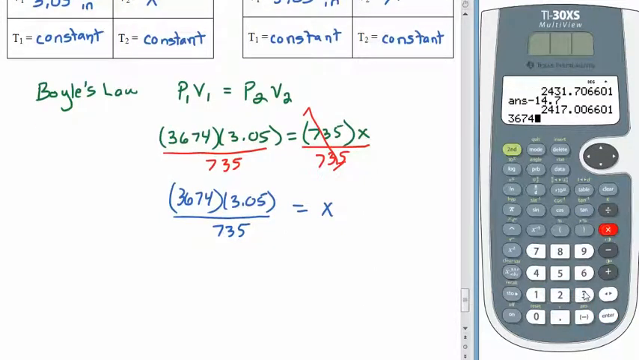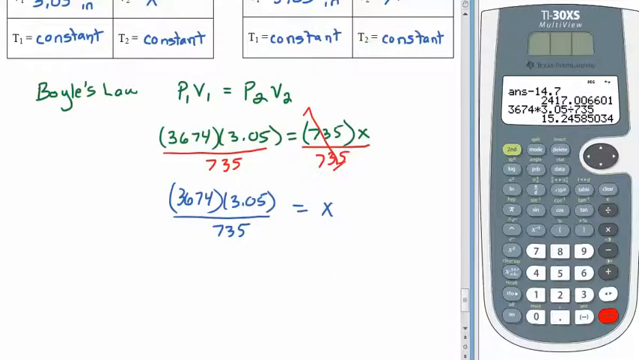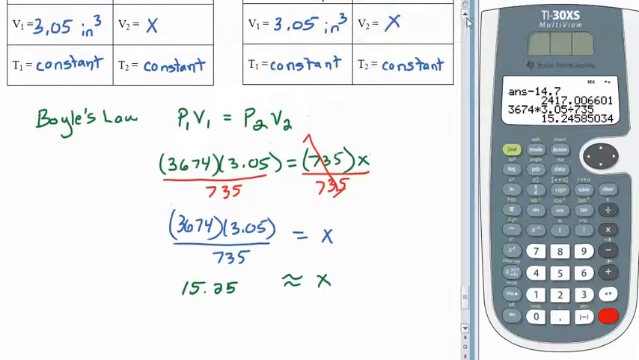3674 times 3.05 divided by 735. And there we go. X is approximately 15.25, round carefully, 15.25. Come back to our chart and see what we have here. Oh yes, that was a second volume. Those are cubic inches. Wow, that's quite an expansion, isn't it? From 3 cubic inches to more than 15 cubic inches of gas in your blood. I can see where that might hurt somebody's veins and arteries if that happened too quickly, huh?